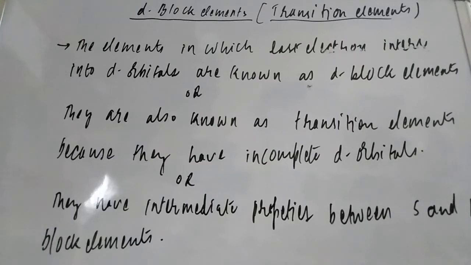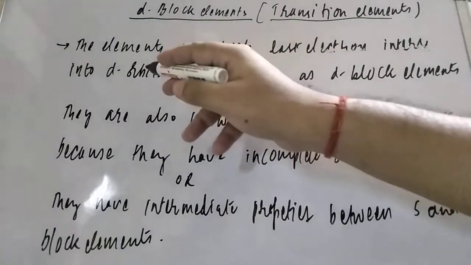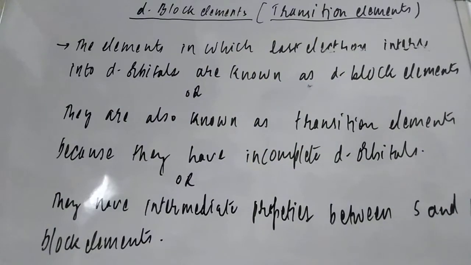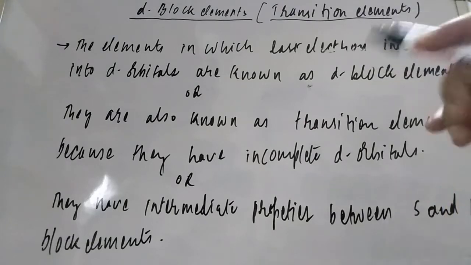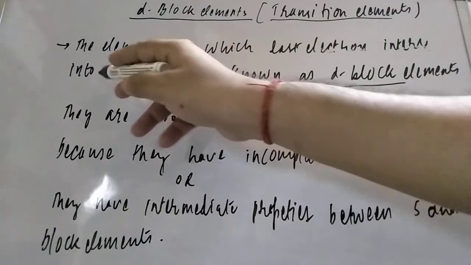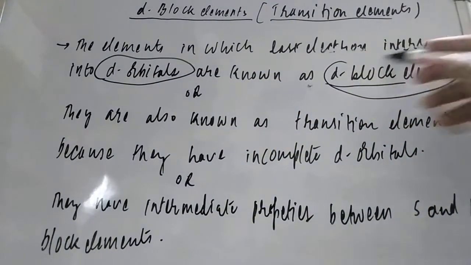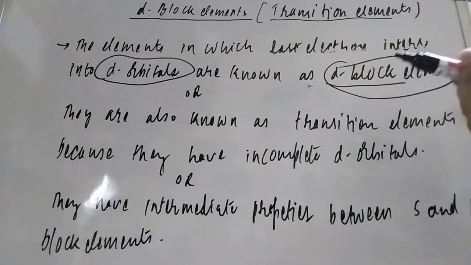Now what are the D block elements? The elements in which the last electron enters into the d orbital are known as D block elements. A simple definition: if in any element the last electron, that is the differentiating electron, enters into the d orbital, that is known as a D block element.